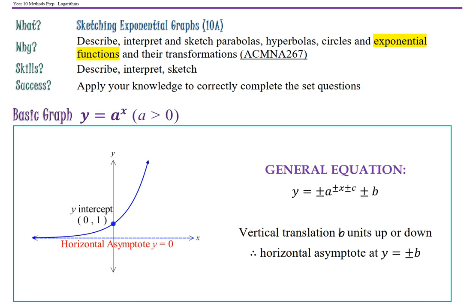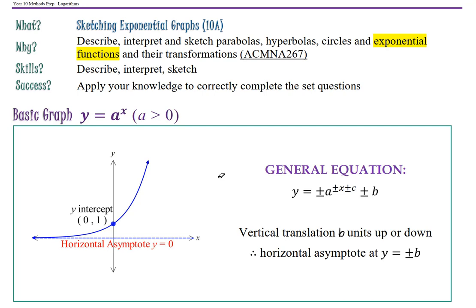So first of all, our basic graph is in the form of y equals a to the x. Now, a is greater than 0, and you can see that basic graph here. Now, the key feature of an exponential graph is this horizontal asymptote, which is y equals 0, because your a to the x will always be greater than 0. There is no value of x that will make y negative. Also, there is no value of x that can make y equal to 0.